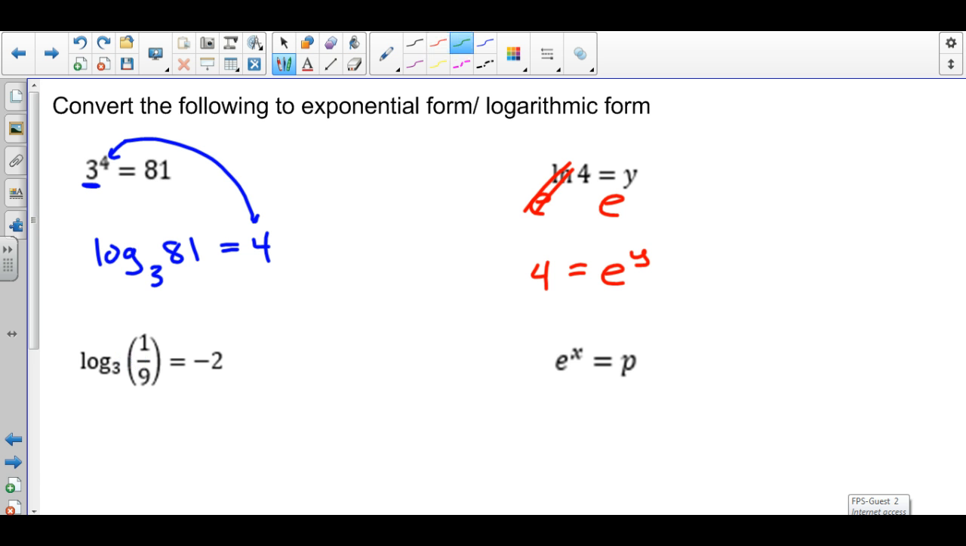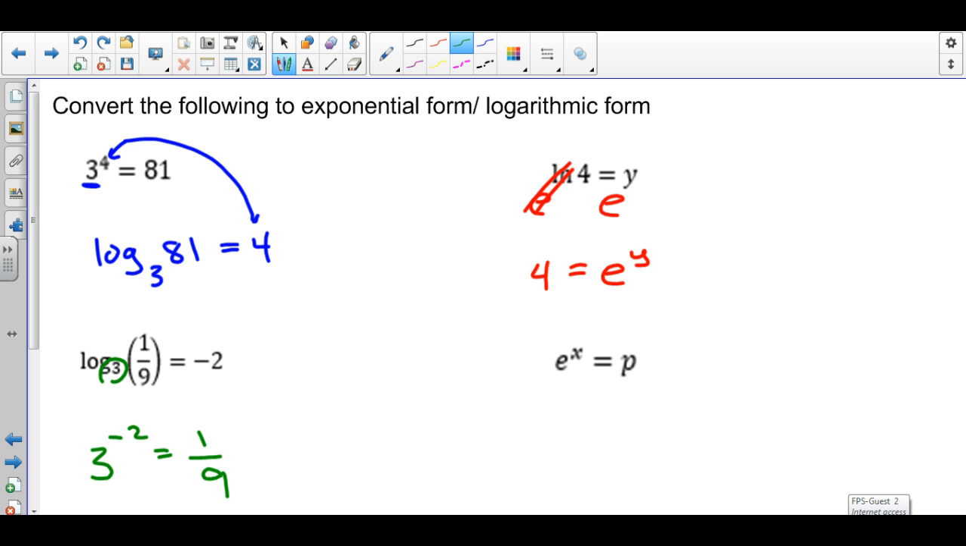The next one, very similar to what we did for the first one, except we're going to kind of go backwards from what's in blue. I'm going to keep 3 as my base number. Negative 2 becomes my exponent. And you set it equal to the 1 over 9. Again, nothing really tricky there. It's just backwards of exactly what's in blue. My exponent's on the right-hand side of the equal sign, so it becomes my exponent spot when I write it in exponential form. So same exact process.